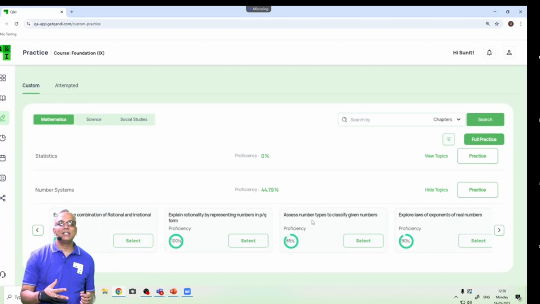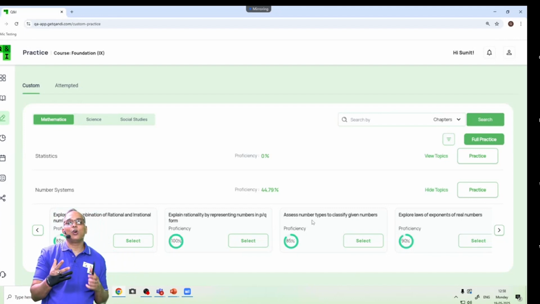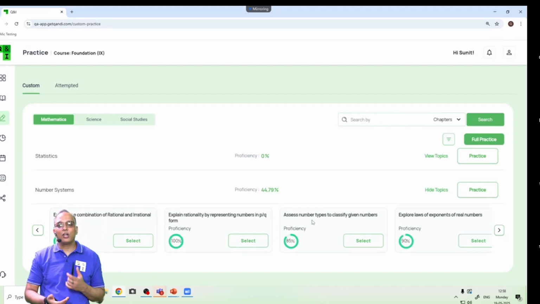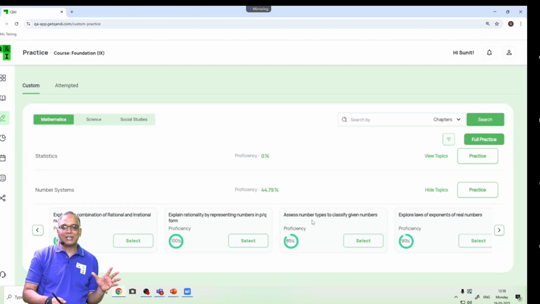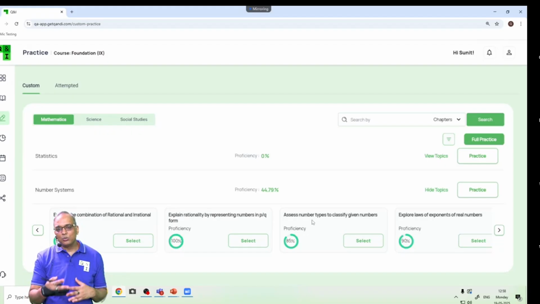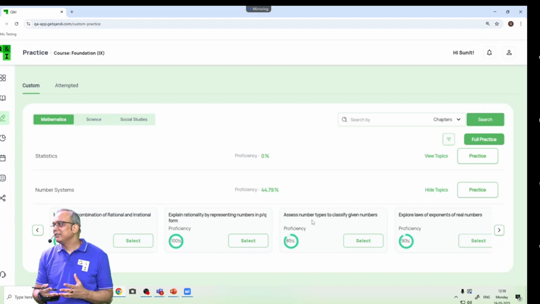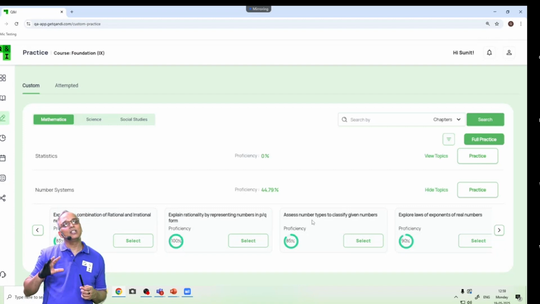Once you practice, students, you will get to know what concepts you have understood and what concepts you have not been able to understand. With the use of the platform, the analytics will tell you how much proficiency you have. You will see that you have 85% proficiency on this topic. That means out of all the questions, you have been able to attempt 85% correctly, right? So you need to improve and keep your proficiency above 95%, so that you will be able to understand that you have understood this topic completely.